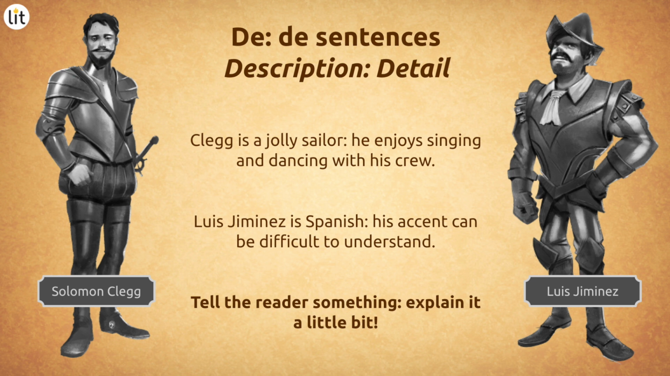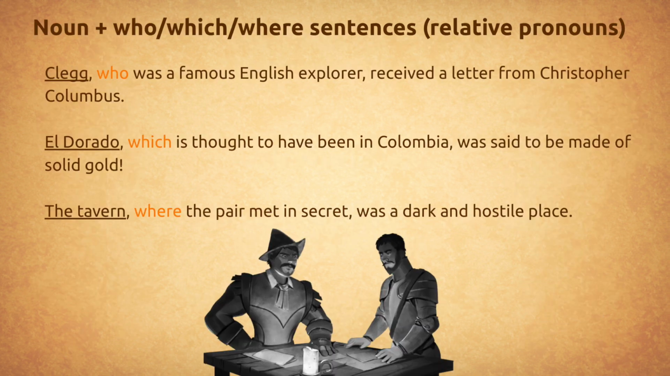You could use a D:D sentence, a description detail sentence. It gives us a description about what they're doing or who they are, and then gives us a bit more detail about how they do that, or explains a bit more about them. Are you going to be using a noun plus who, which, where sentence, also known as a relative pronoun? Clegg, who was a famous English explorer, there's a little cheeky relative clause, received a letter from Christopher Columbus. That's a lovely one.